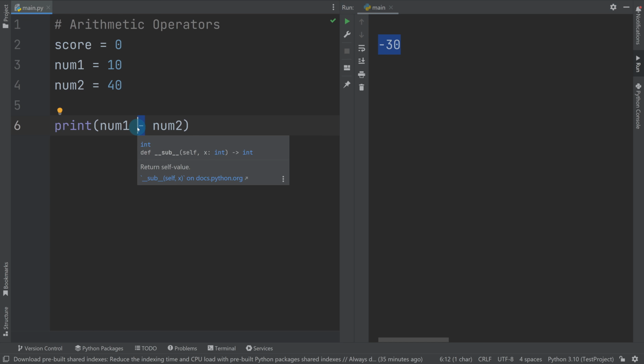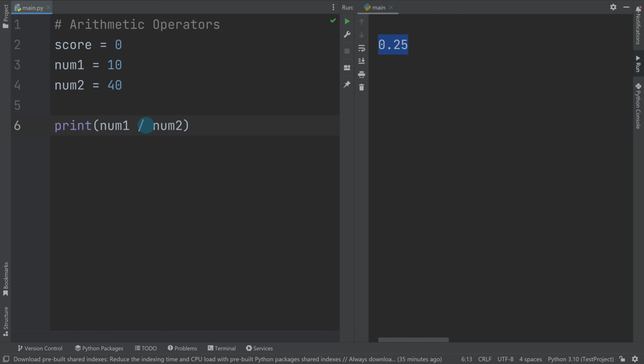I can do times, which is the star. So 10 times 40 is 400. And I could obviously do divide. And 10 divided by 40 is 0.25. So again, that's gone from an integer to becoming a float because I've used divide.